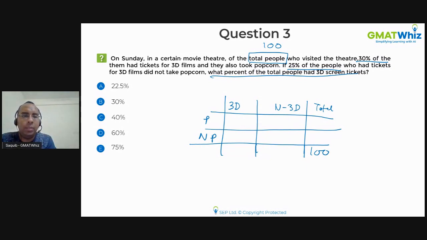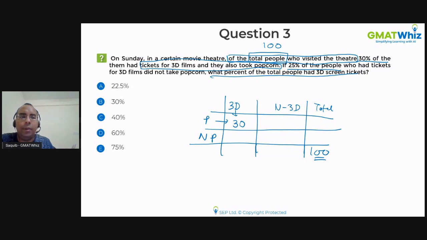So on Sunday in a certain movie theater, of the total people who visited, 30% of them had tickets for 3D and they also took popcorn. Now they are talking about popcorn and 3D, so they're talking about this box. And 30% of what? Of all the total people who visit the theater. So you need to read very carefully. This 30% is with respect to what? All of them. So I'll say, okay, 30% of 100.